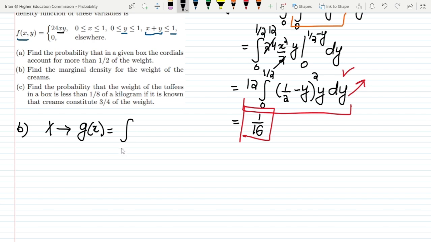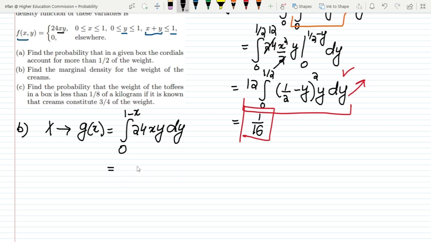So it will be from 0 toward any value less than 1 kg, because if the box is composed of cream, the other items will also be included. So the weight of the cream will be subtracted from 1, which is the 1 kg. Therefore it will be from 0 to 1 minus x. Okay, so now writing here the values 24xy, and integrating it with respect to dy.